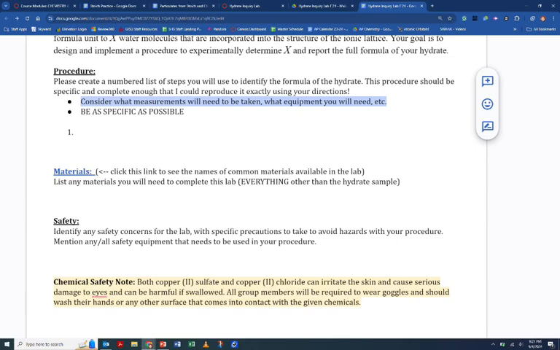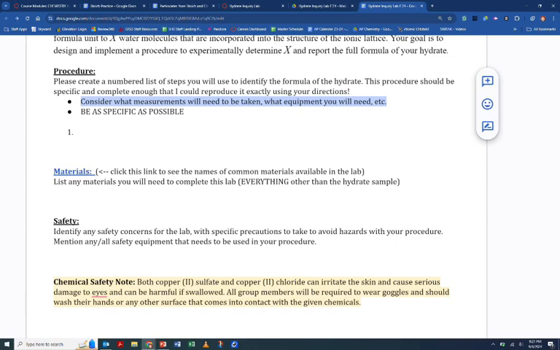So think about your measurements, think about what equipment you would need, and I need you to be as specific as possible. Don't just say, heat until water is removed. How do you know when the water is removed? What are you going to heat it to? Be as specific as possible.